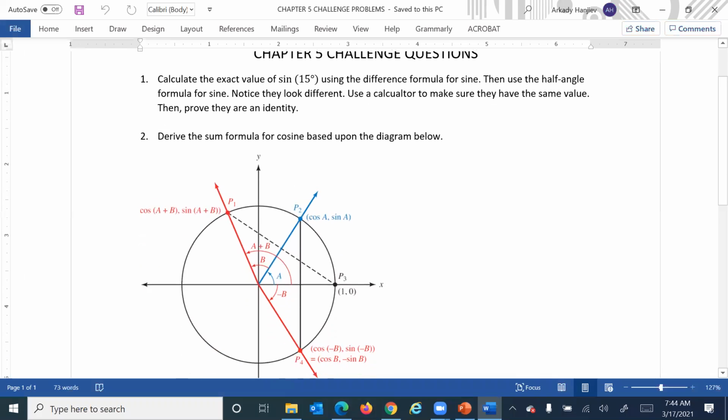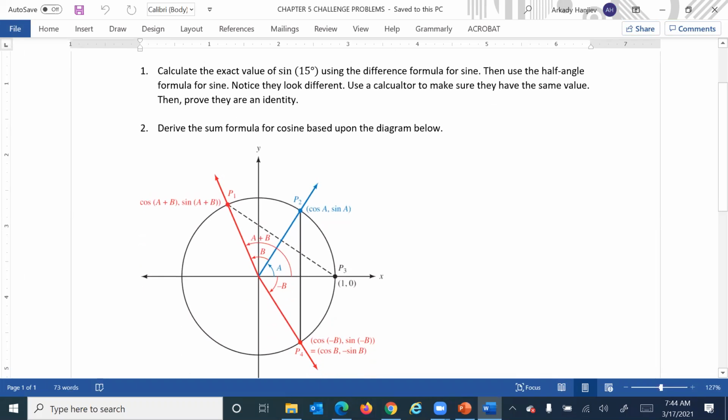The challenge questions. Let's do those first, then we've got some other things. So calculate the exact sine value of 15 degrees using the difference formula. So anybody know the difference formula? Then we're going to use the half angle formula, and we'll see what they look like. Let me start off that problem. That's a fun problem to sort of think through and see what you can make out of it here. You use a calculator to make sure they have the same value and then prove it. So let's start that one.